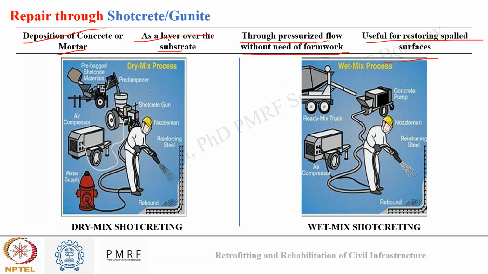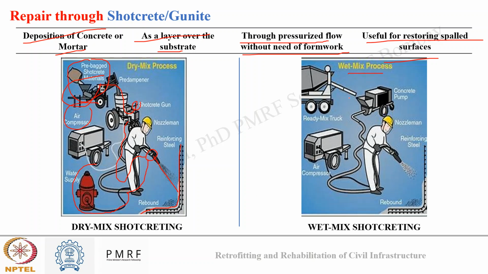So in dry mixes, you can see initially there's a pre-bagged shotcrete material that is added in the hopper, and then this dry material, with the help of a shotcrete gun and a pressurized air compressor, is pushed through the pipe till the nozzle head. At the nozzle head, the water supply is attached with another additional pipe. This water will mix with the dry material here at the nozzle head, and it will be applied in the form of spray to the concrete. Okay.